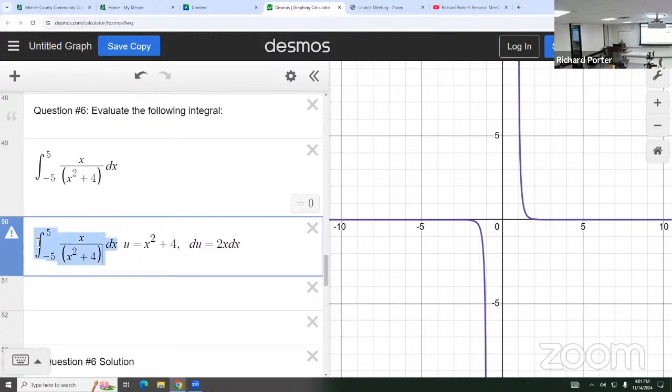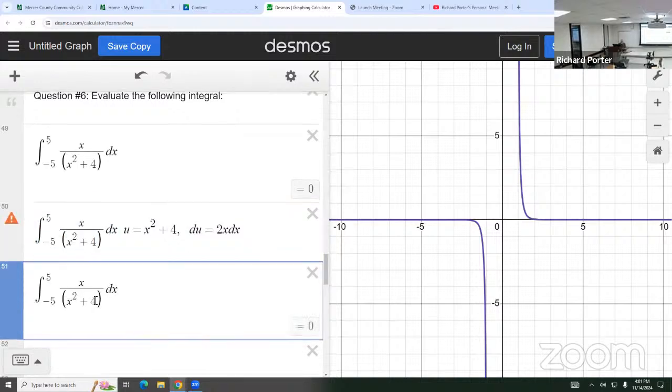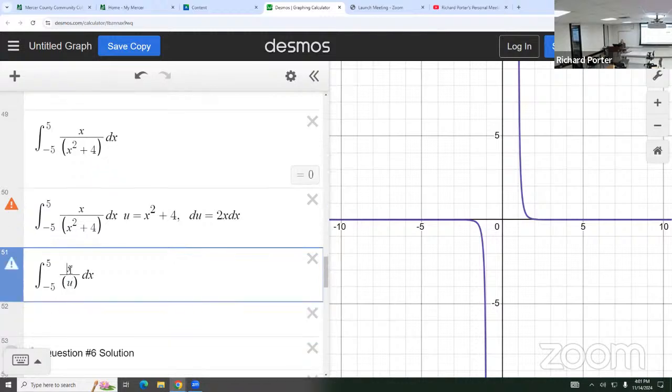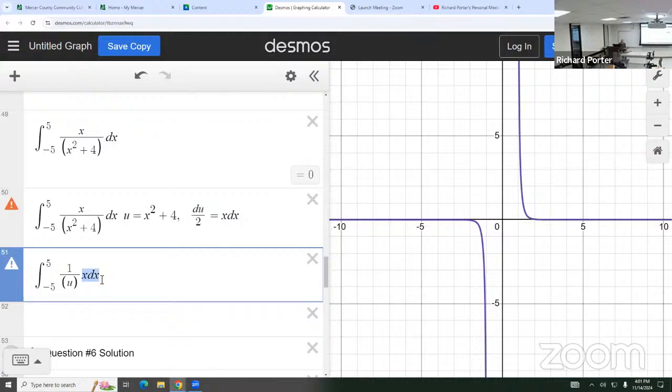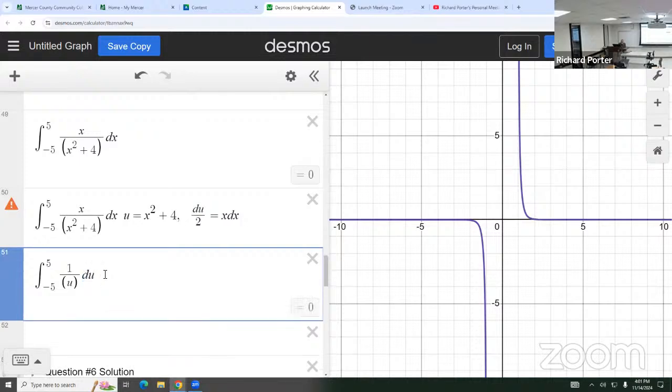So I'm going to take my original problem here, and I'm going to put a u there. I don't have 2x dx, I have x dx. So I'm going to take that 2 to the other side, if you don't mind, and divide by 2. Everyone okay with that? I moved the 2 over because I have x dx. So now I can replace the x dx with du over 2, or I can just take the 1/2 out and put the 1/2 up here.